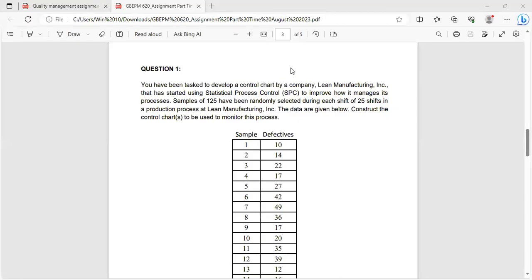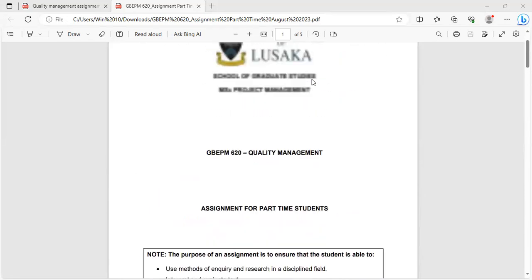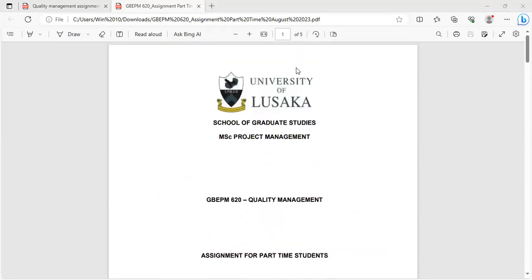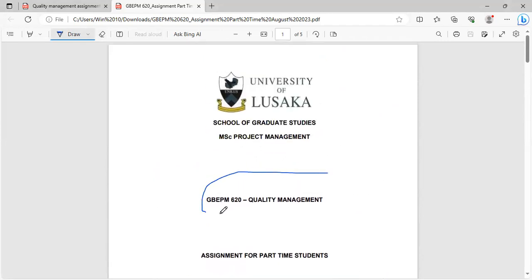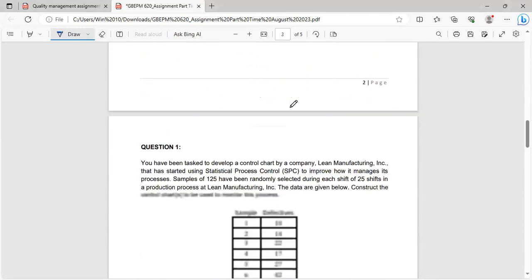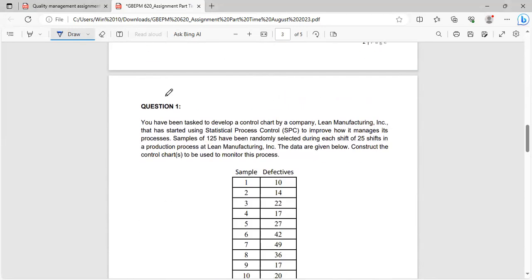Okay, so we are looking at the quality control assignment review. Under this quality control, which is quality management, we are getting down to the first question of this paper.